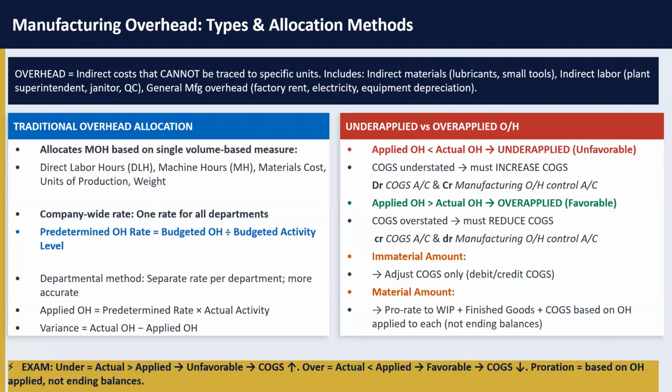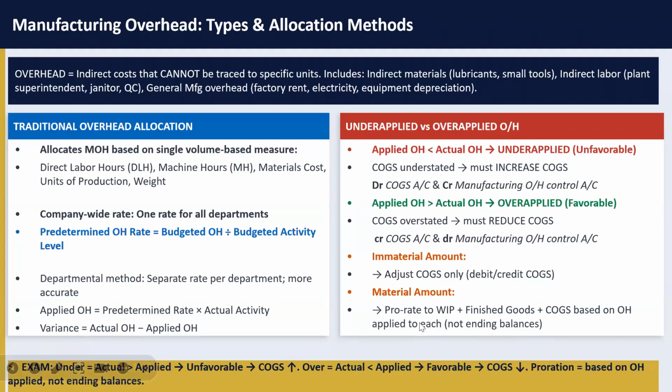And there are two more things that we have to remember here: immaterial amount and material amount. Again, the same concept. If it is an immaterial amount, very negligible, let us say somewhere around $100 or $50, there is no need to take the effort of adjusting the accounts. As it is immaterial, you can adjust directly into cost of goods sold. Suppose it's a very material amount, 10,000, 15,000 or 20,000, then we will have to prorate it between work in process, finished goods and cost of goods sold.